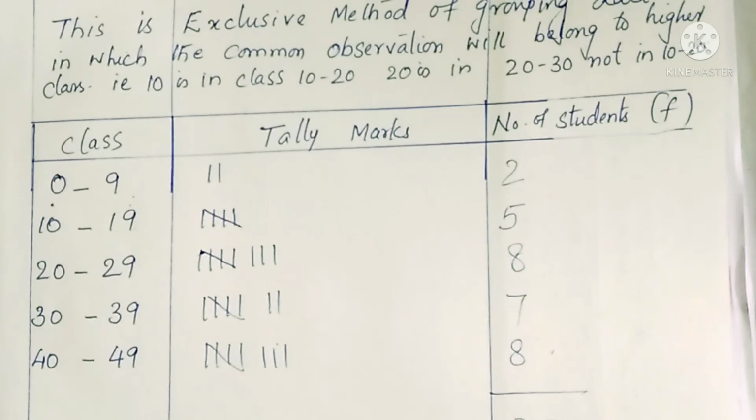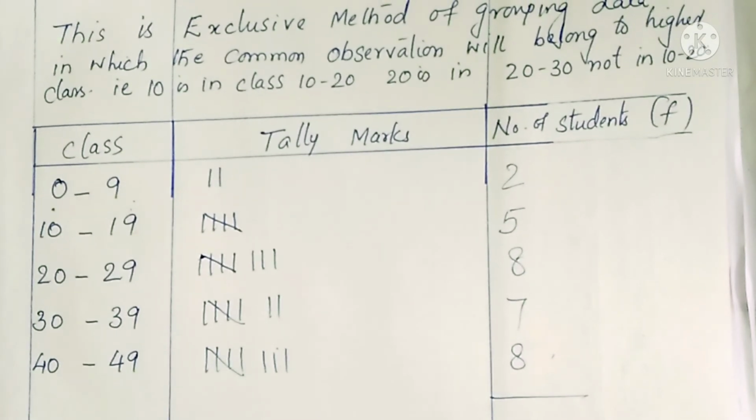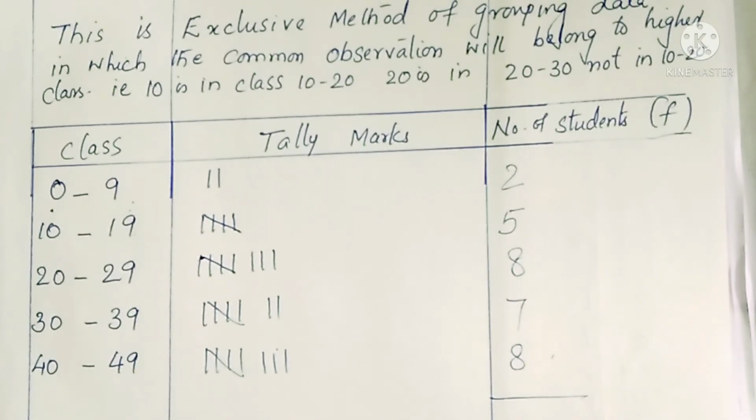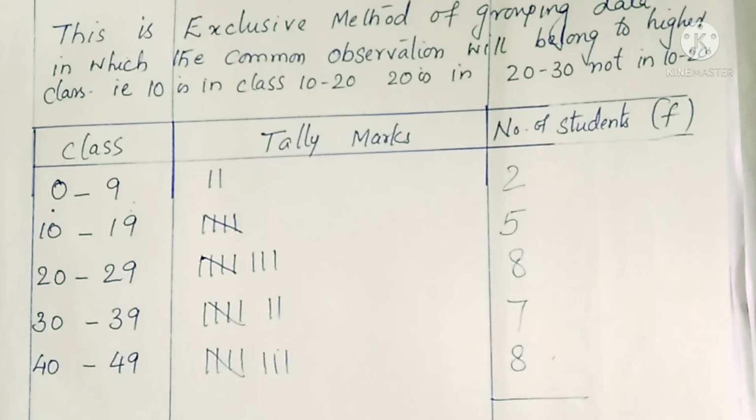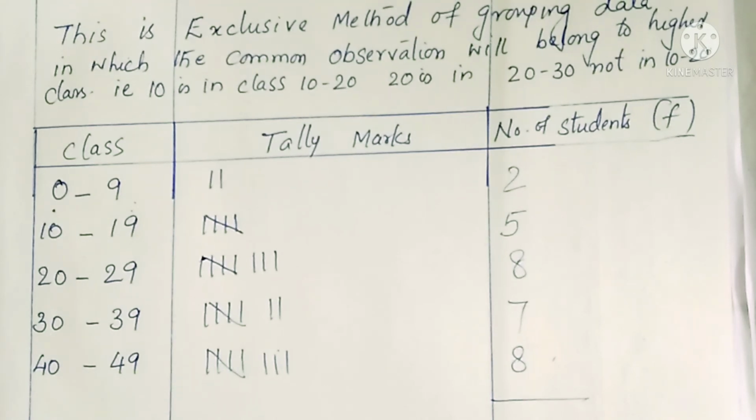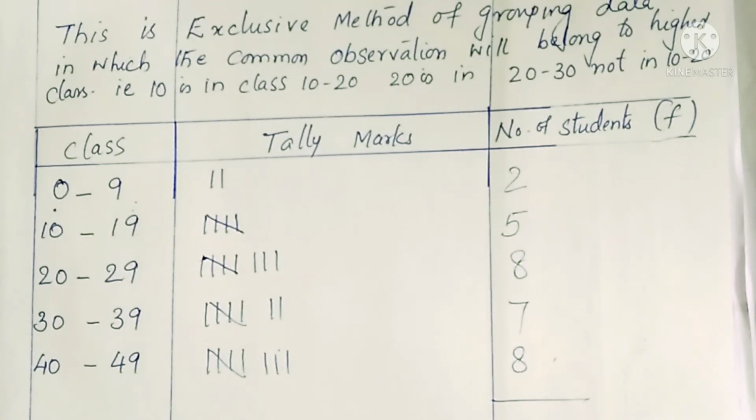So today we learned how to convert a raw data into a discrete data and a discrete data into a grouped data.